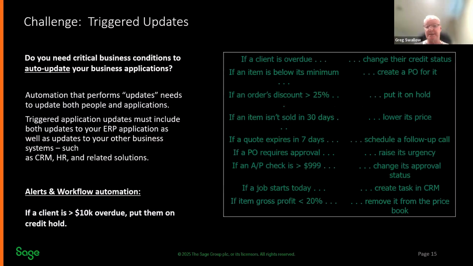And then triggered updates. What are all the triggers that are going on? Certainly moving from order entry, inventory controls, accounts payable, accounts receivable. Those are triggers as it moves through the modules. But there's other triggers that happen. So if a client's overdue, change the credit status. Maybe we want to monitor that. If an item's below minimum level, create a PO or create a bill of material. So there's all kinds of triggers that you can decide on to generate information out to.